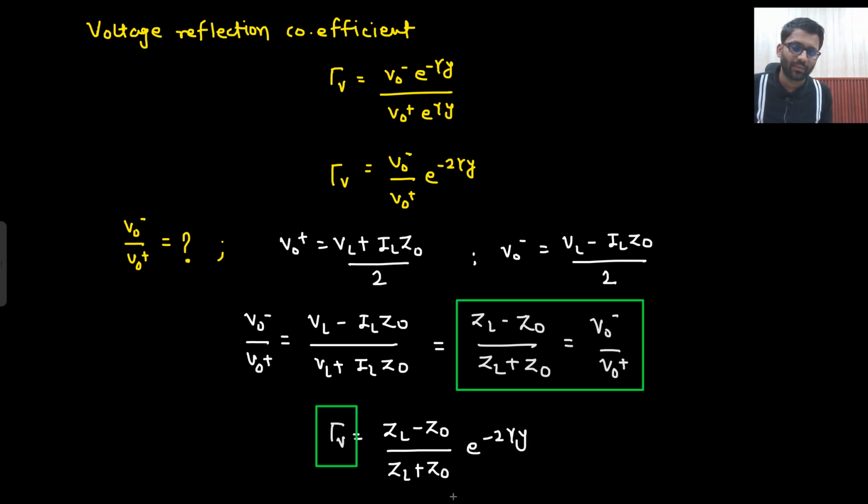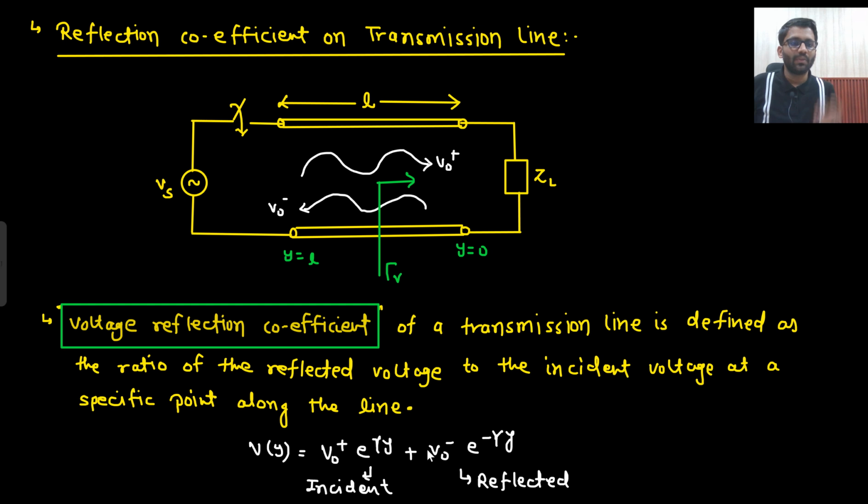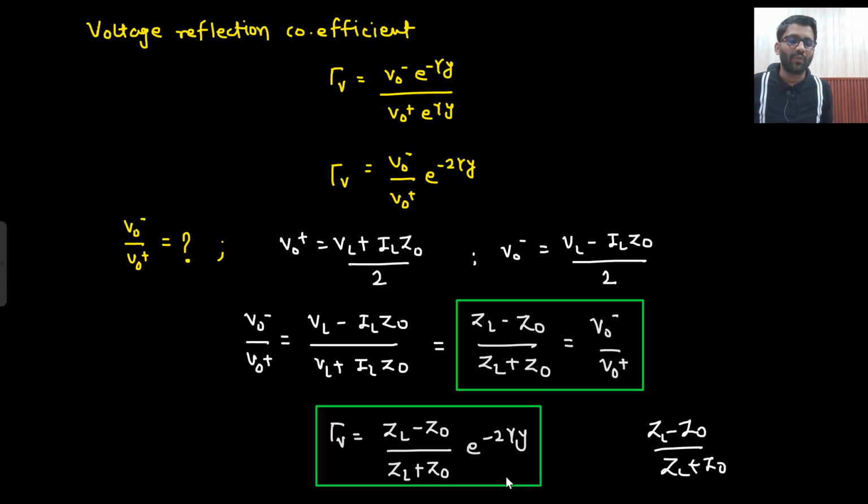Very, very important thing. Usually people remember only this formula, but this is the reflection coefficient at the load. Why? Because if I calculate it at the load, I put y equals 0, and I get ZL minus Z naught upon ZL plus Z naught. But if I ask you at a distance lambda by 2 from the load, which formula will you apply? Not just ZL minus Z naught upon ZL plus Z naught, but the complete formula. The reflection coefficient at any random point from the load, where y is the distance from the load.